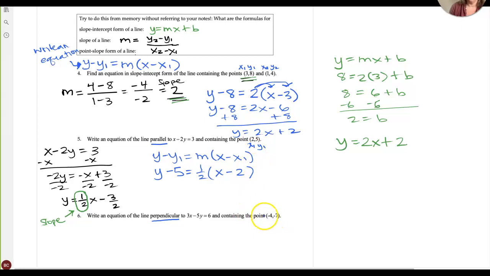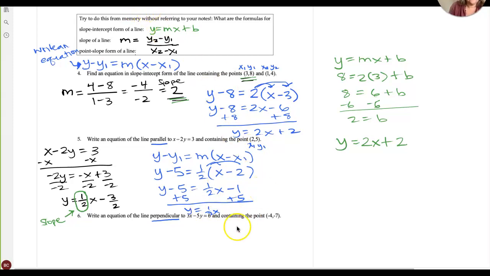When these are negative numbers, when you're minusing a negative, be really careful with that. That tends to be a place where people accidentally write it as minus instead of, when you're minusing a negative, it's really plus. All right, so if we distribute that through, I've got y minus 5 equals 1/2 x, and then 1/2 times negative 2 is negative 1, and then I just need to add the 5 over. And so that gives me y equals 1/2 x plus 4.